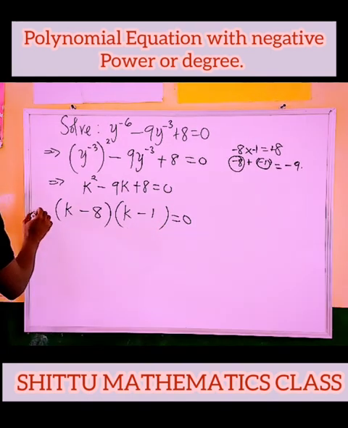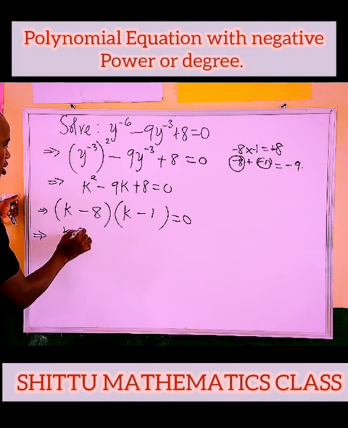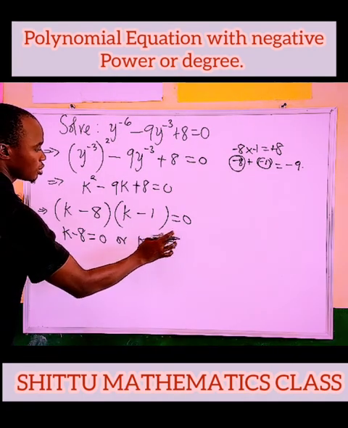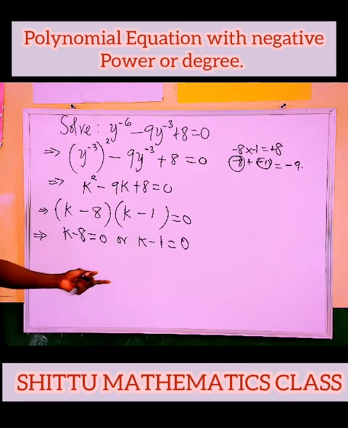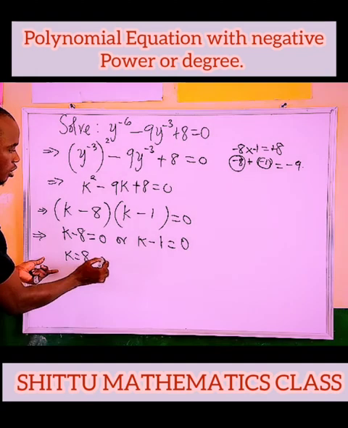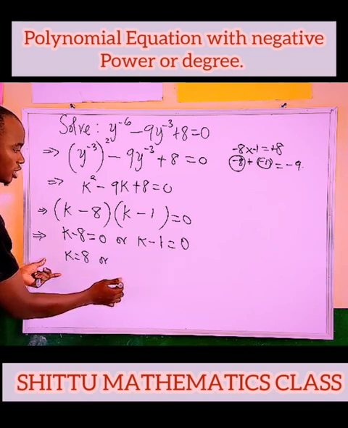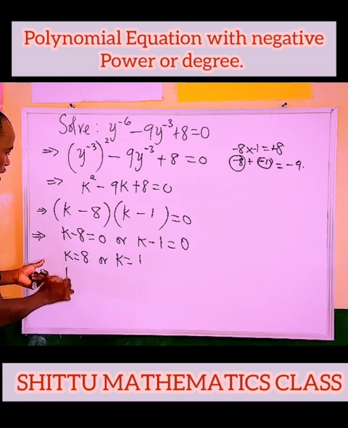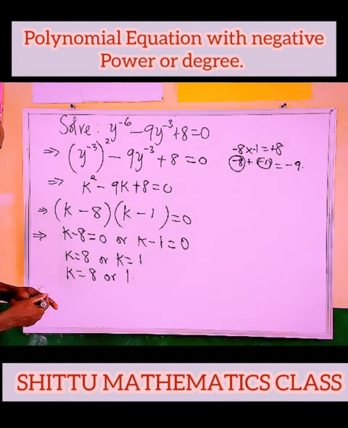Is that understood? So we have k minus 8 equals 0, or k minus 1 equals 0. Are you following? So now from here we have k equals 8, or, if 1 goes to the other side, k equals 1. So we have k to be 8 or 1. We have two values for k.